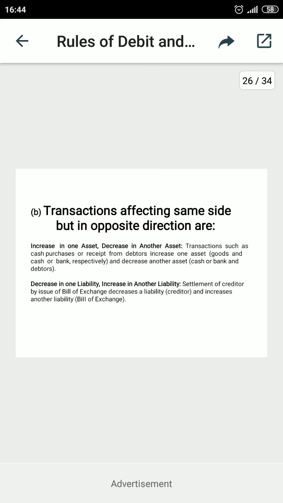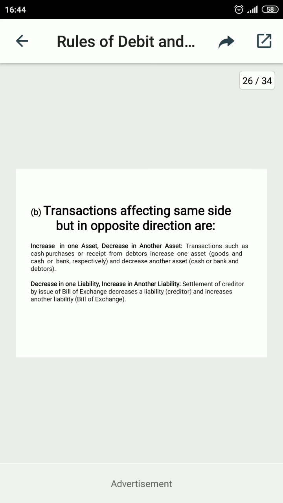An increase in one liability and a decrease in another liability means the settlement of the creditors through a bill of exchange. A bill of exchange means payment through the bill. So here you may see that when the settlement of the creditors is made, creditors are decreasing, and the liability through the bill of exchange is increasing.